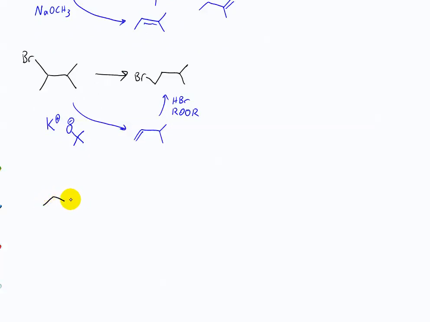Let's try another one. We did some practice now with halogens and with some stuff that halogens can do. Now let's look at some alcohol chemistry. We're going to get into more alcohol chemistry in chapter 13, but to do so, we need to review the stuff that we already know.